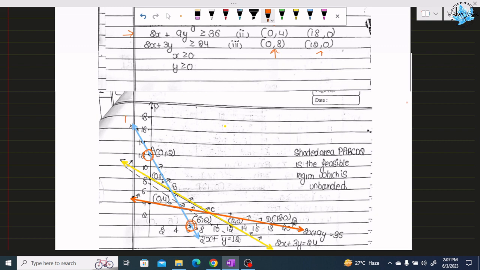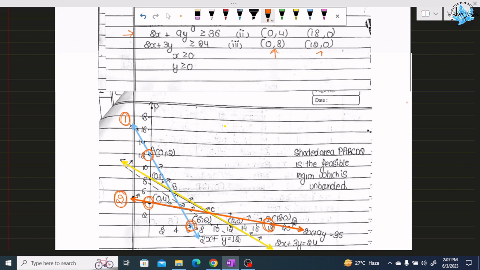So the blue line shows the graph of the first equation. Now for the second equation, the points are 0 comma 4 and 18 comma 0. So 0 comma 4 will be on the y-axis and 18 comma 0 will be on the x-axis. So you can see the orange line showing the graph of the second equation.